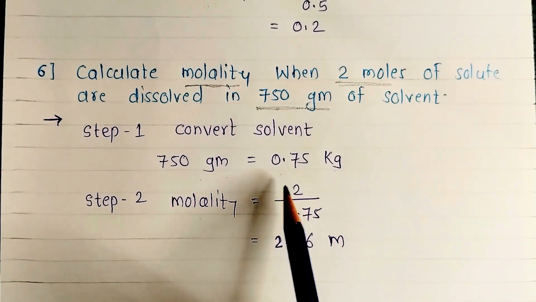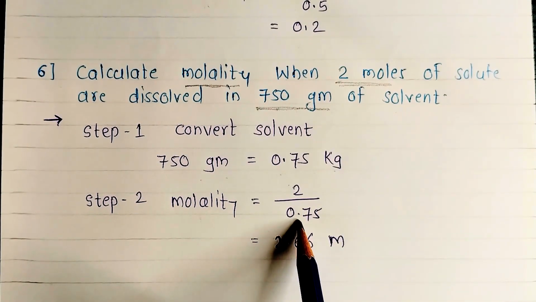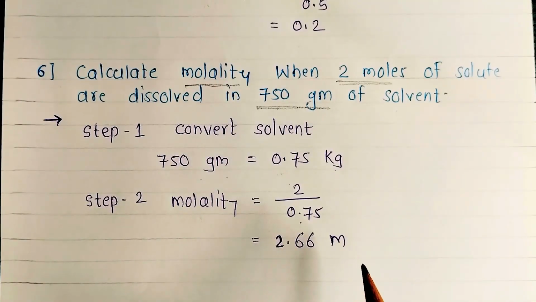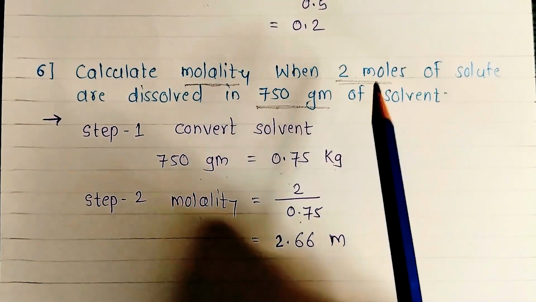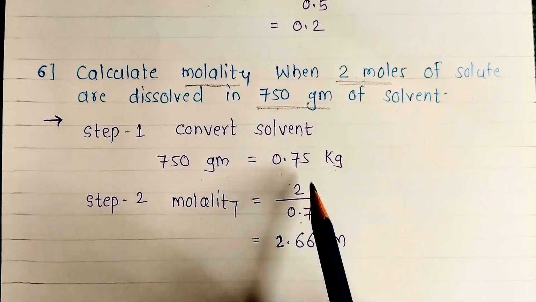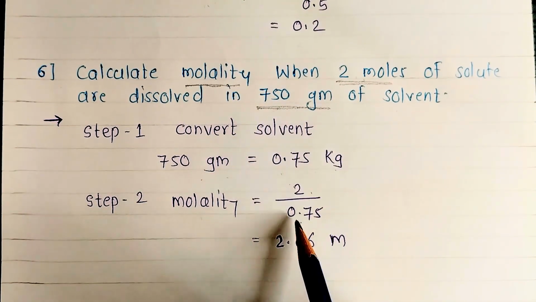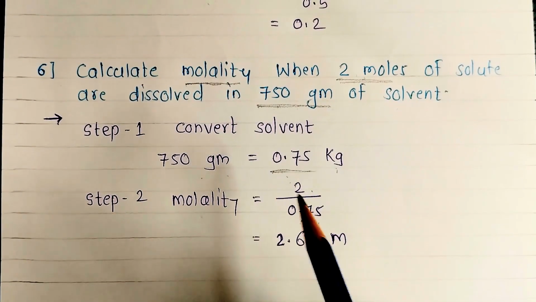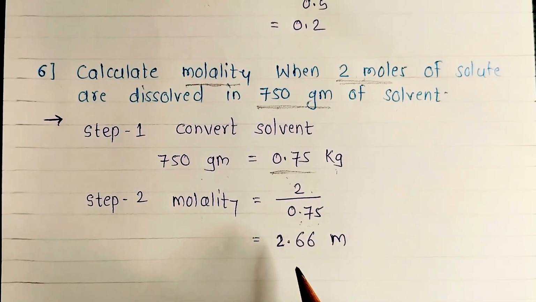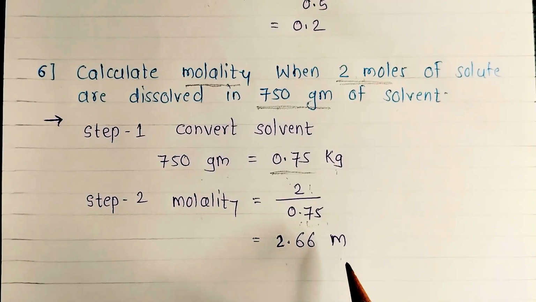What is the molality? Moles of solute divided by mass of solvent in kilograms. Here moles of solute is 2 and mass of solvent is 0.75 kg. So 2 upon 0.75, that means 2.66 molal.